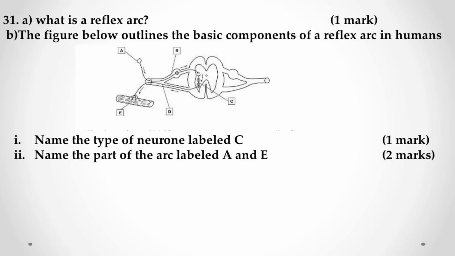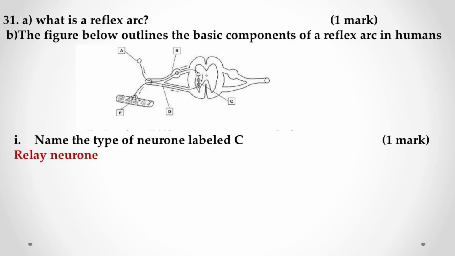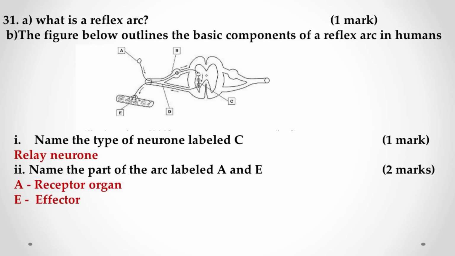Question 31. A. What is a reflex arc? Question 31b, the figure below outlines the basic components of a reflex arc in humans. Name the type of neuron labeled C, and name the parts of the arc labeled A and E. A reflex arc is the path taken by a nerve impulse. The type of neuron labeled C is the relay neuron, and the part of the arc labeled A is the receptor organ, and the part labeled E is the effector.